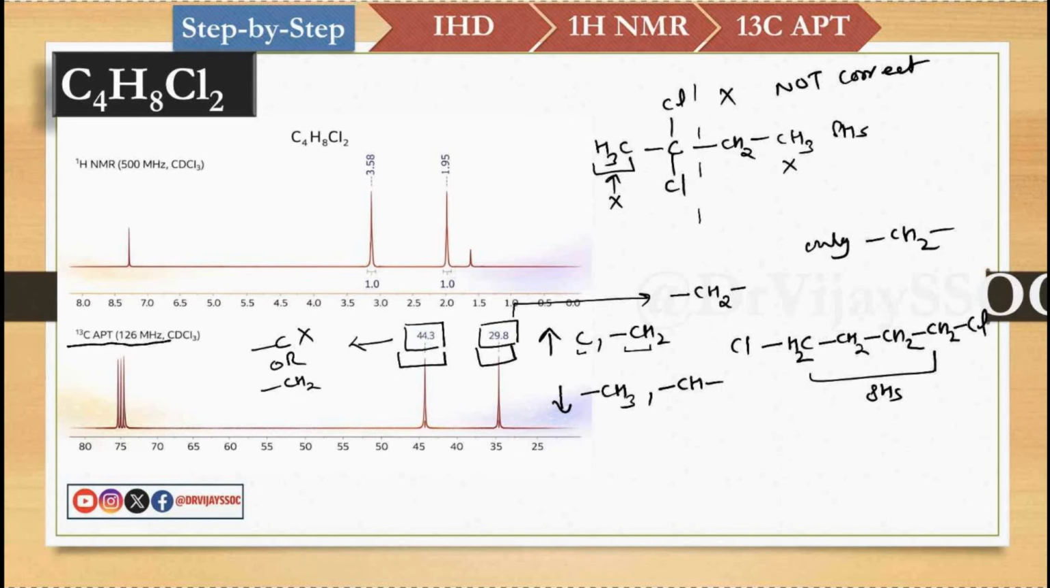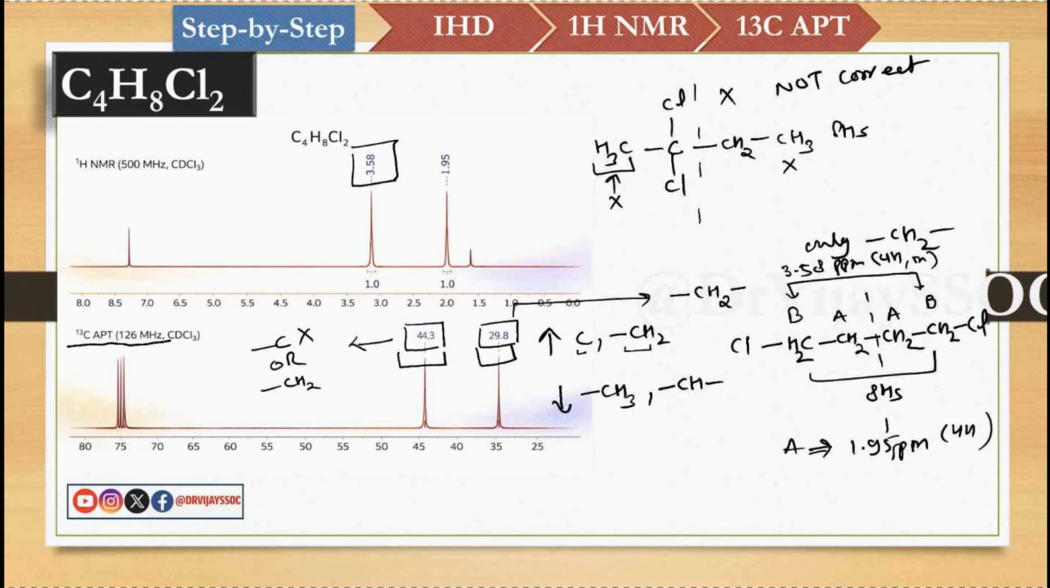Let's see now. The molecule has a plane of symmetry, and look at this. These two hydrogens are A type because they are the same, and these two hydrogens are B type. So this will show you the signal around 3.58 ppm, and integration will be 4 hydrogens, and this will be a multiplet. And this A type of proton is going to show you the signal around 1.95 ppm, and it will be 4 integration. So we can clearly say that the given spectra belongs to this compound.